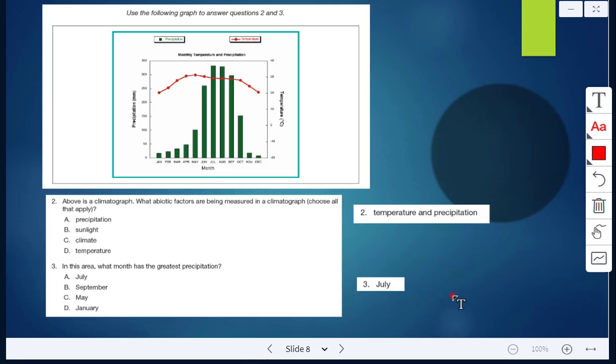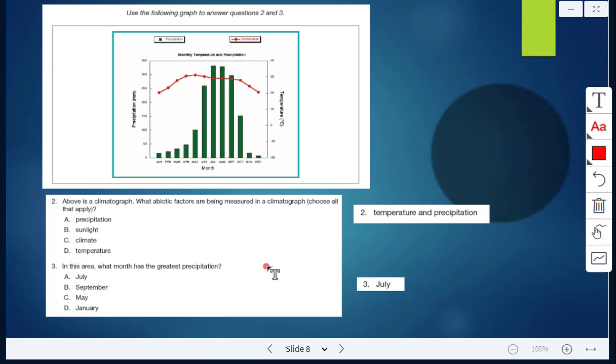All right, two more questions here. We're looking at a graph. The green bar graph represents precipitation, and the red line graph represents temperature. And then we have months here on the bottom on the x-axis. So above is the climatograph. What abiotic factors are being measured in a climatograph? Choose all that apply. Like I said, it's temperature and precipitation. So the answer would be A, precipitation, and D, temperature.